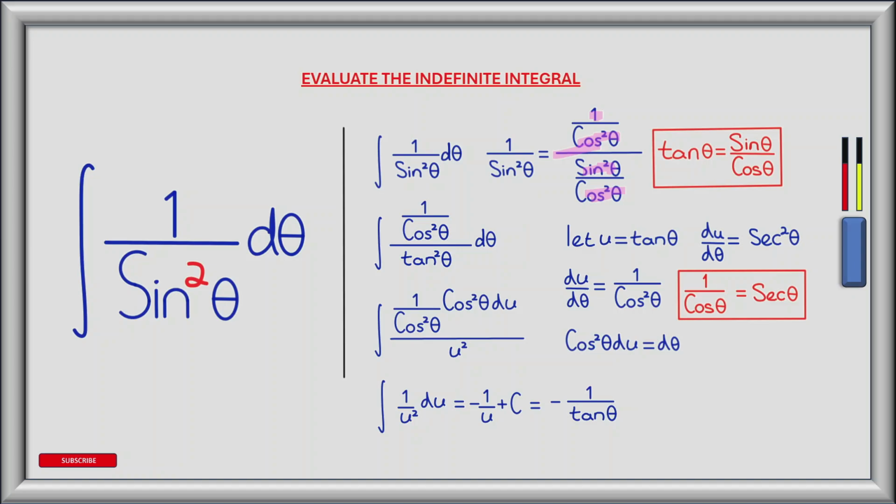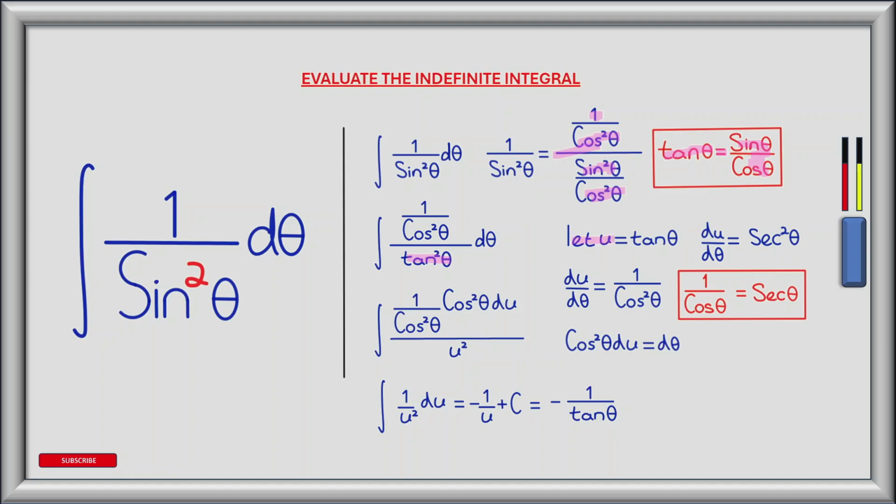Now, using the trig identity, where tan θ is equal to sin θ divided by cos θ, and squaring both sides of this equation, we see that sin² divided by cos² is equal to tan²θ, which we can replace in the original integral. Now we can use u-substitution to simplify the integral further.